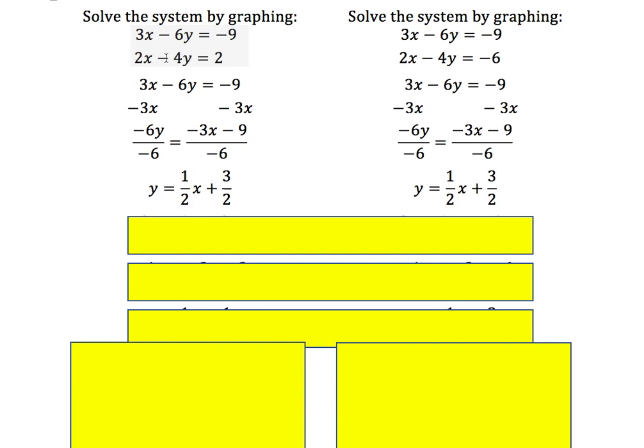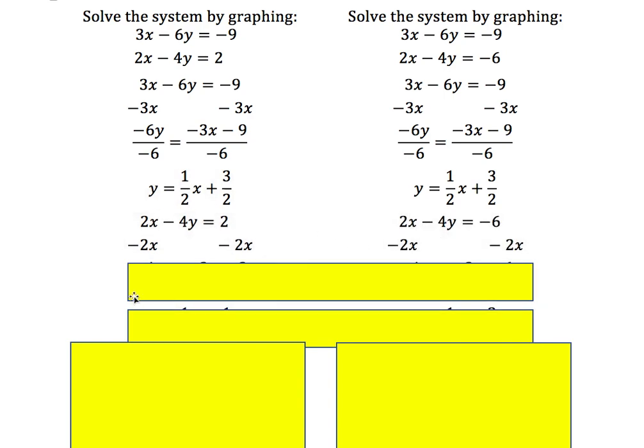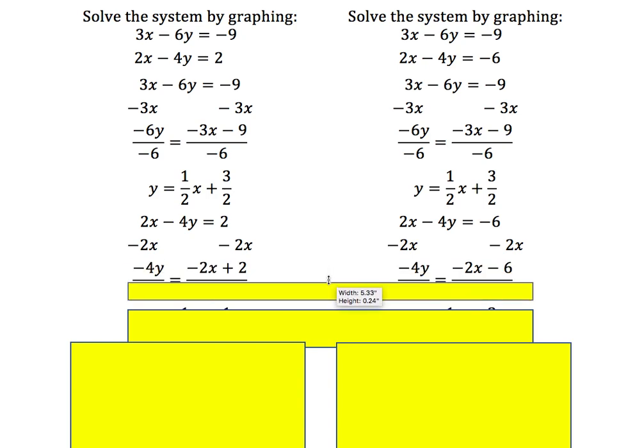Now for the bottom equations, again, remember the only difference is this one is equal to 2 and this one is equal to -6. And so on the left side of your equal sign, you're going to want to get rid of the 2x, so you subtract 2x from both sides. Okay, and you end up with -4y on the left, and on this side you get -2x plus 2 because we had a 2 over here. On this one we have -2x minus 6 because we had a -6 there.